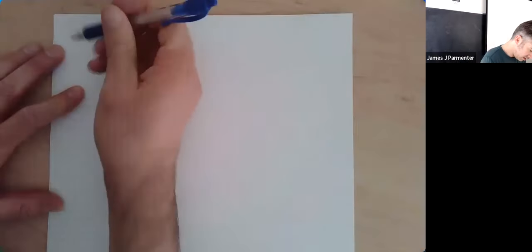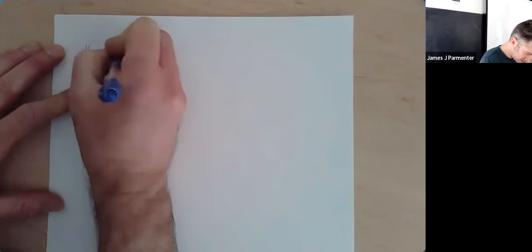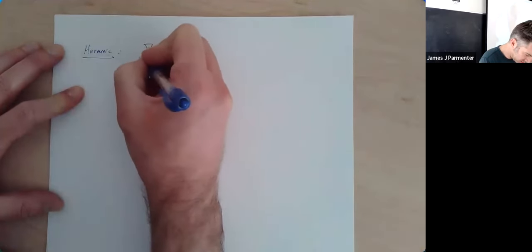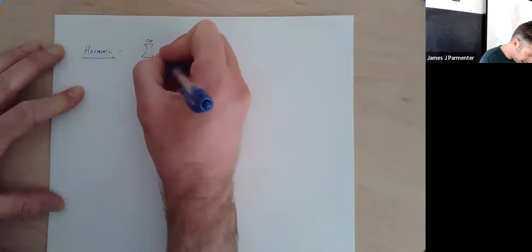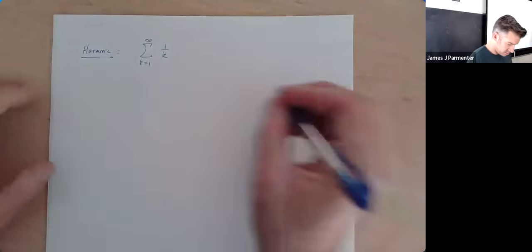First of all, how do you tell something's harmonic? Harmonic is a very specific series. The harmonic series is specifically the sum from k equals 1 to infinity of 1 over k. That is the harmonic series. It's very famous.